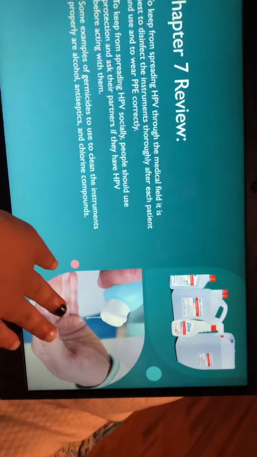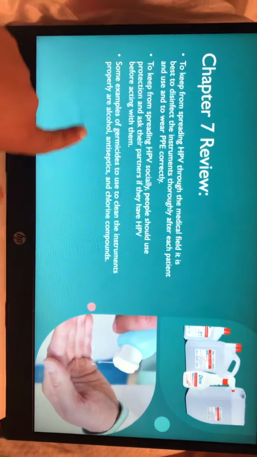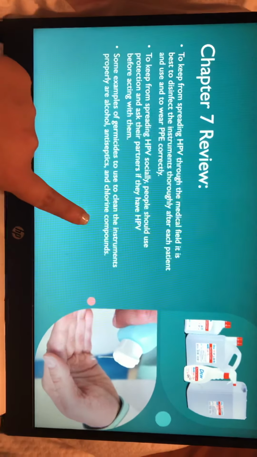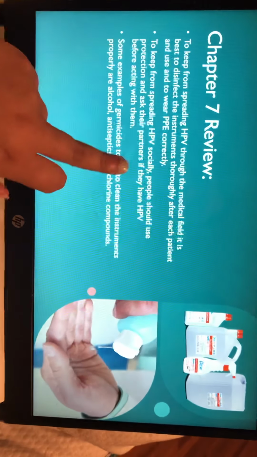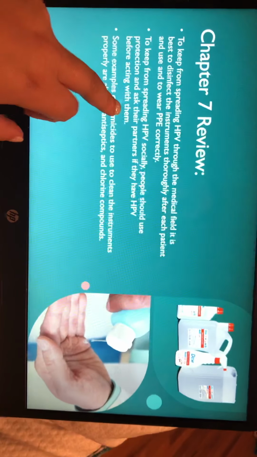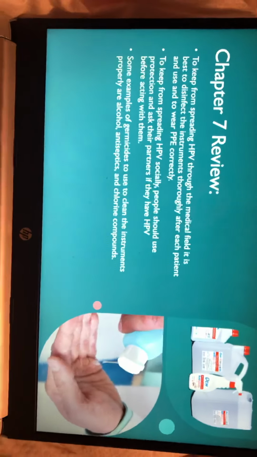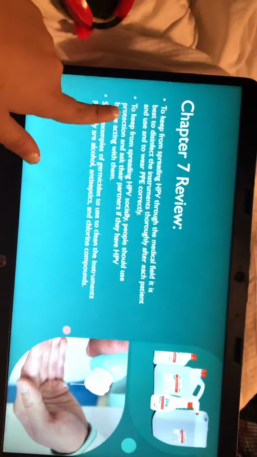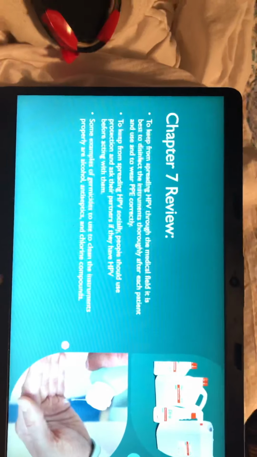It's just showing the germicides over here and then germicides right here. And then some examples are alcohol, antiseptics, and chlorine compounds. To keep it from spreading, people should use protection and ask their partners if they have HPV before acting with them. To keep from spreading it, they should use PPE correctly, and then they should disinfect instruments thoroughly after each patient and use in the medical field.